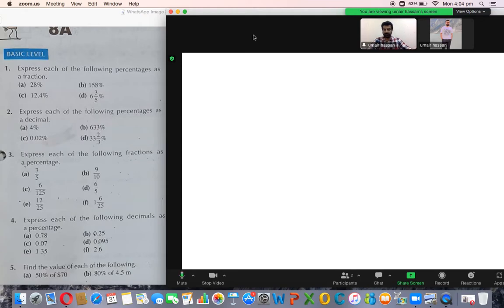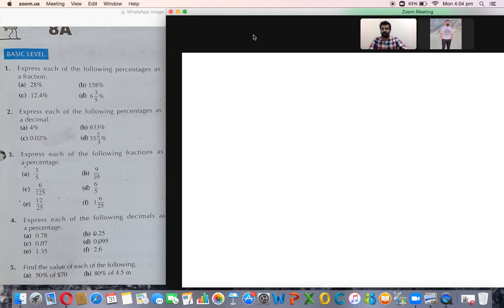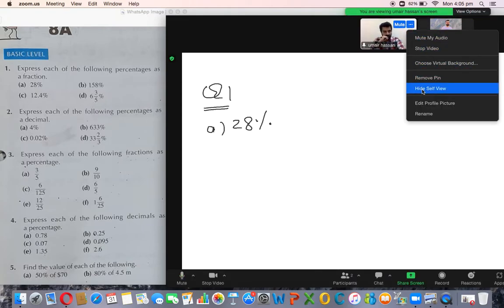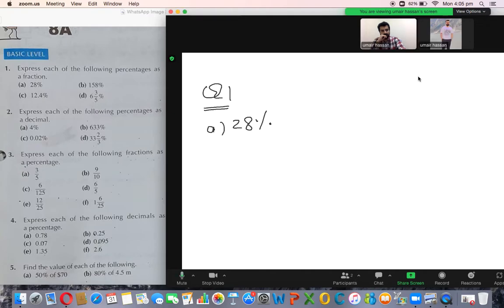Question number 1 says express each of the following percentages as a fraction. So this is question number 1. You have to express these given percentages as a fraction. So part A, as you can see on the left side of the screen, is 28%. Now, what is the meaning of percentage? Basically, percentage means out of 100.